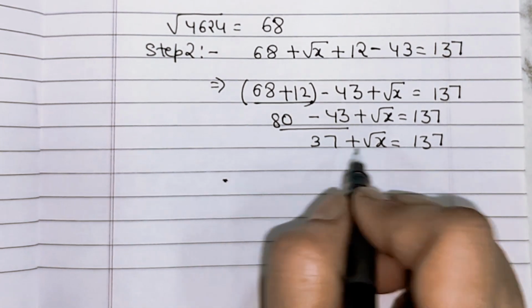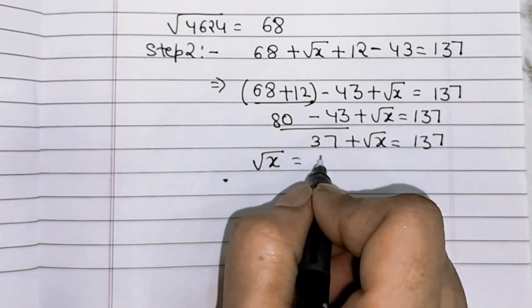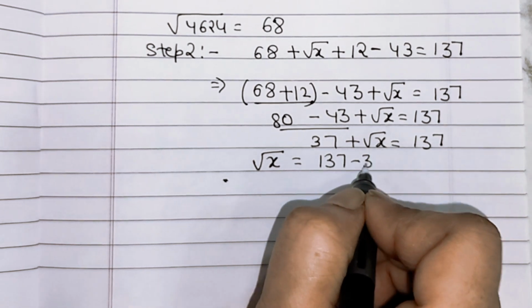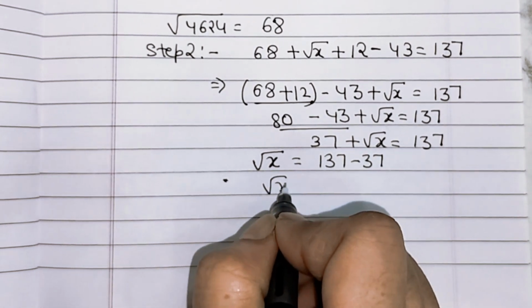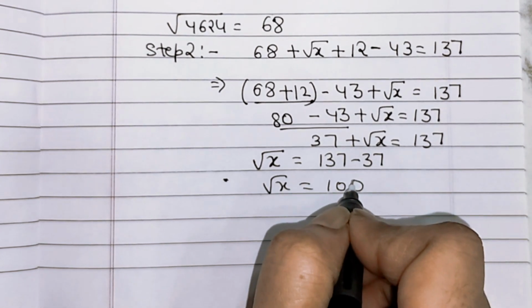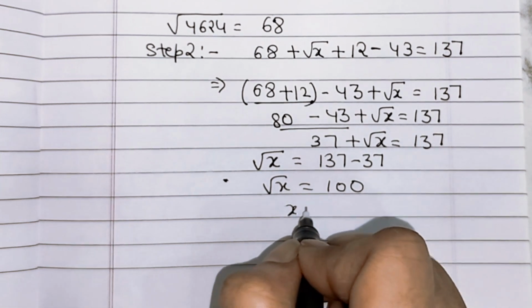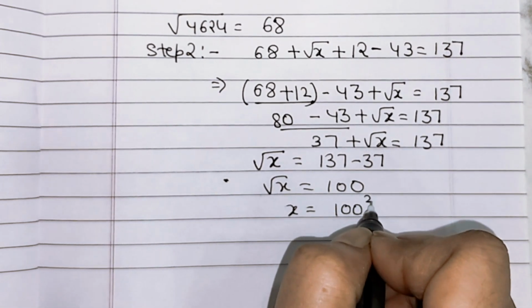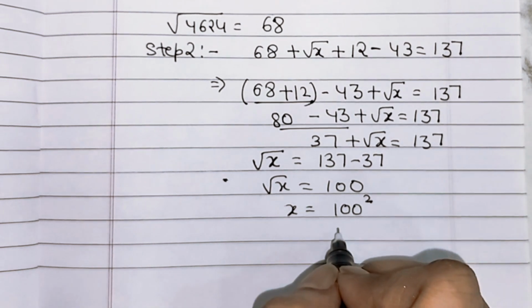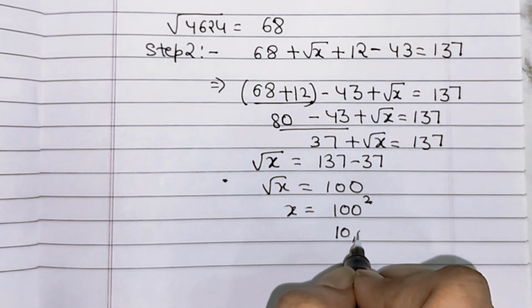Subtract 37 from both the sides. Root x equals 137 minus 37. Root x equals 100. To find x, square both the sides. So x equals 100 squared. So 100 squared will become 10,000.